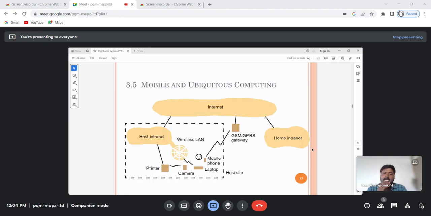Okay, so mobile and ubiquitous system, we are having the internet. It can be accessed by home internet or host intranet. So it may contain wired communication, GPS, GSM, or wireless LAN connection, which may be on the host side or the client side. So at any point of time we can access any data from any location. It can be a remote location also that we are able to access.